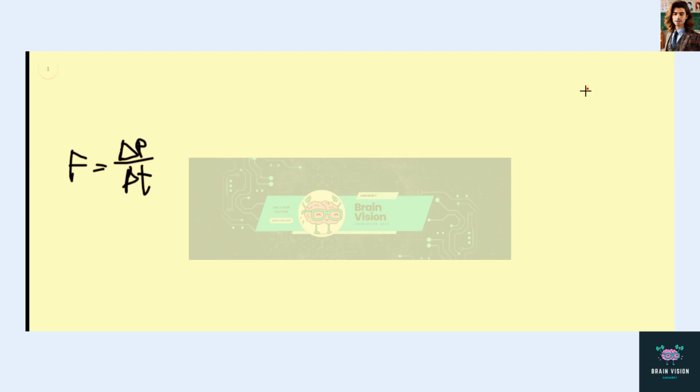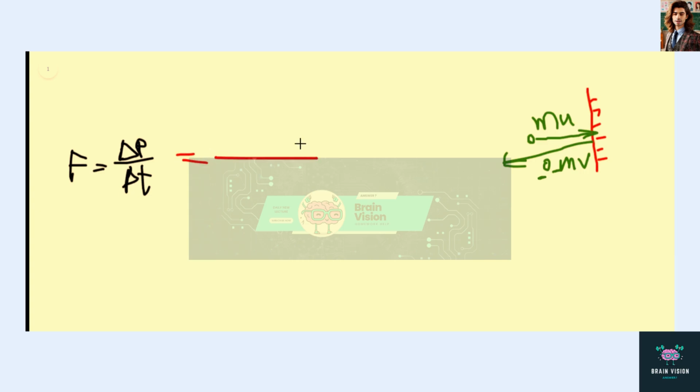So if we consider this to be a mirror, and a photon is just hitting this surface and bouncing back with no loss of energy, we can say that the initial momentum mu is equal to the final momentum mv, which is of course in the negative direction, so there's a negative sign. So the impulse should be twice the momentum, which is 2 mv divided by del t.